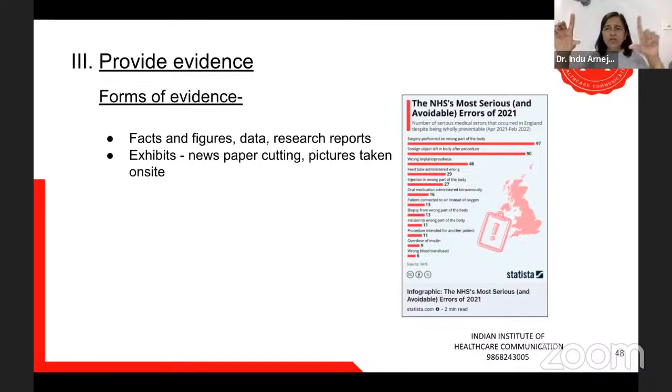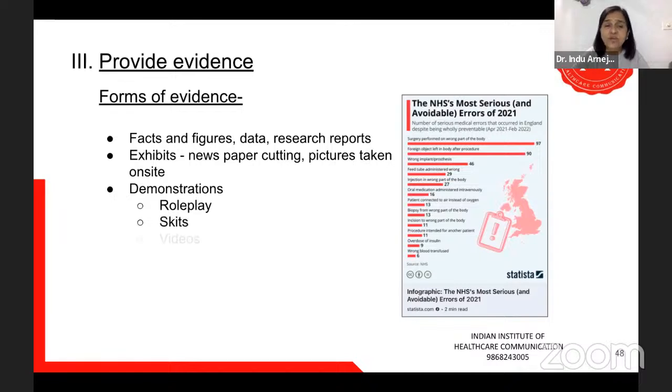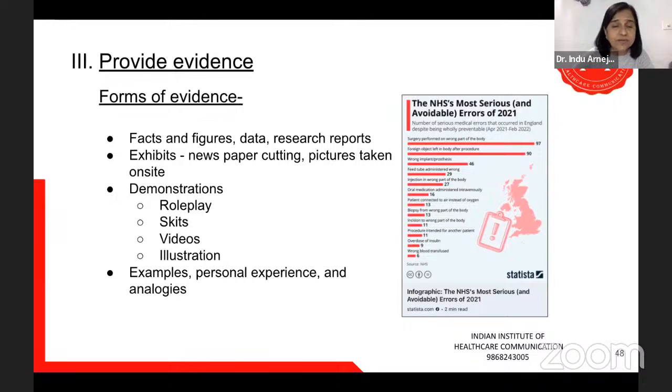See, after whatever you have written, if there is a star mark and you have written some name, they know that you are bringing in some study. So they have confidence that what you are saying is not just because you are thinking like this, but there are studies that prove that point. Exhibits like newspaper cuttings, pictures taken on site help improve your point. Demonstrations, when you give them a demonstration or make them do role play, skits, videos, illustrations, all that will help them. That's also a new learning for them. And then examples from personal experience and analogies help in providing evidence. Sometimes testimonials and reviews given by people also help you build credibility of your session.